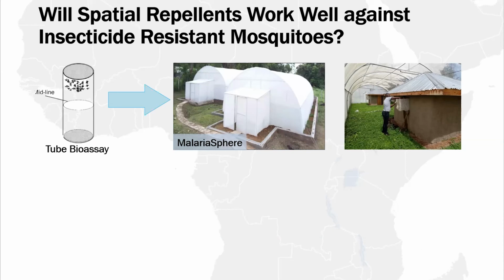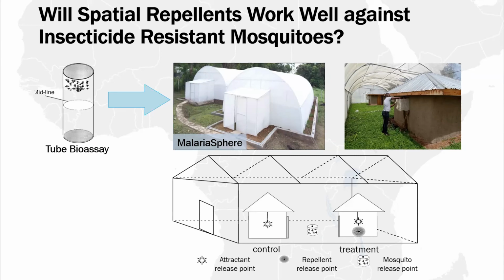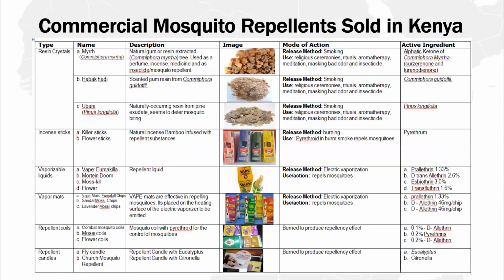So we went out to do investigation in a malaria sphere through tube bioassays to see if this can have an effect on resistant mosquitoes by looking at the repellent release point, the mosquito release point, and the attractant release points in this malaria sphere. At the end of the day, we tested several commercial spatial repellents, and some of them are displayed here. And we also described their mode of action and active ingredients. Now, what about our results?